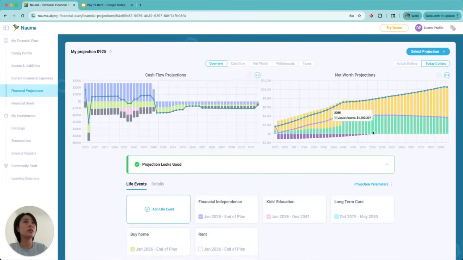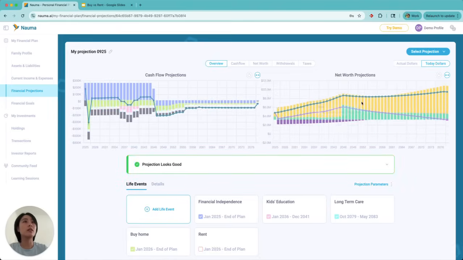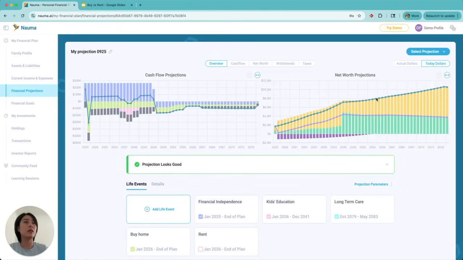Let's take a look. So still 2056. The liquid assets stay the same as our baseline scenario, but we do have much more in non-liquid asset because this property grows faster at 5% now. And then we end up with $7.9 million. That's about 1 million more than if we rent. Rent is 6.8 and buy is 7.9. So that's a big difference, right?